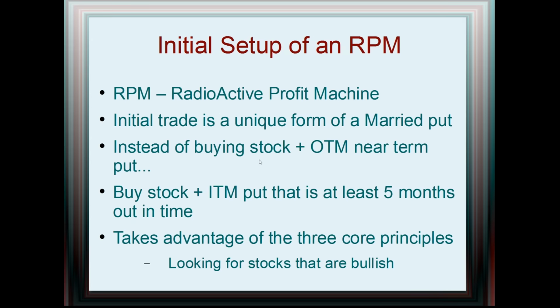Now, the initial setup of a radioactive profit machine is a married put position, but it is a unique form of a married put position. Many of you have seen free education on your broker or on the internet that a married put consists of buying stock. I may go out today and buy a $50 stock that I'm bullish on, but I want to insure it a little better than a stop order, so I may look to buy cheap insurance. I may buy an August or even a July, 11 or 12 days out, put option at the 45 strike or maybe the 42.5 strike and only pay 80 cents for that protection.